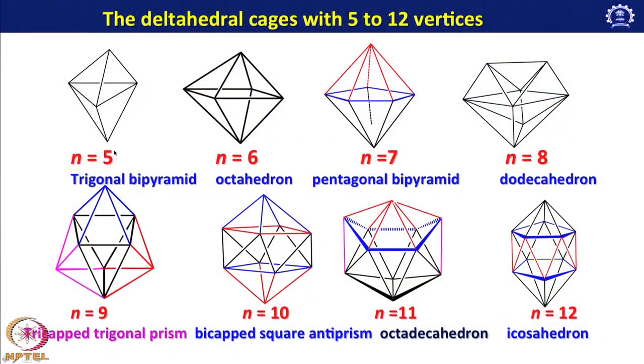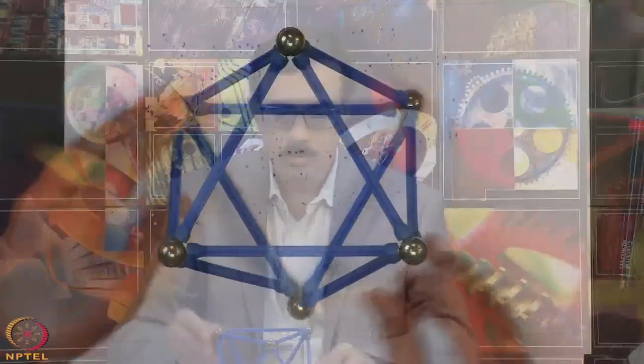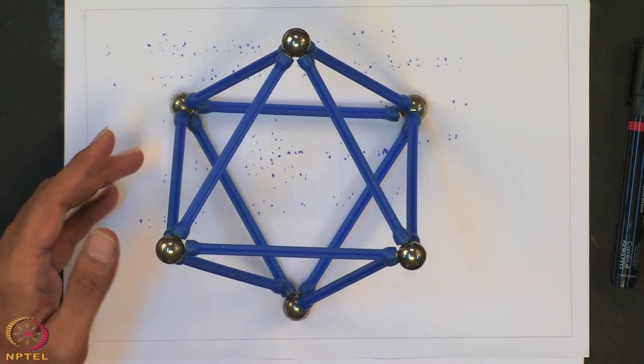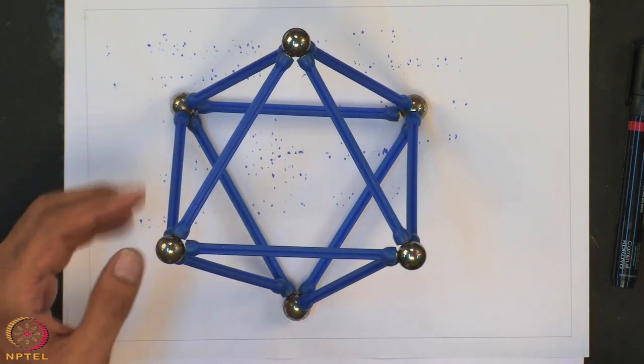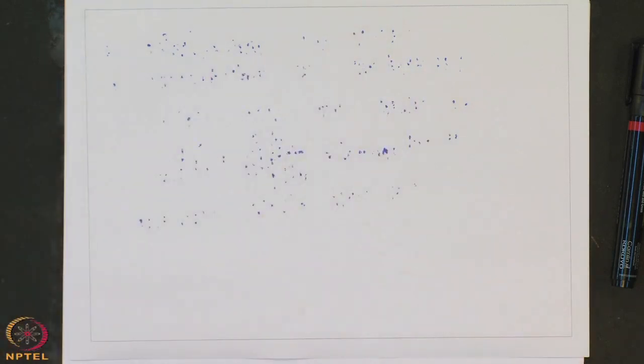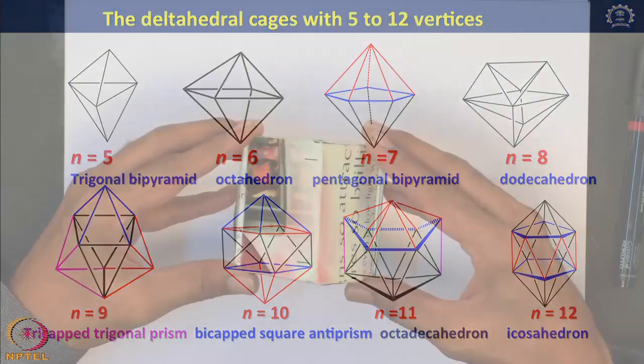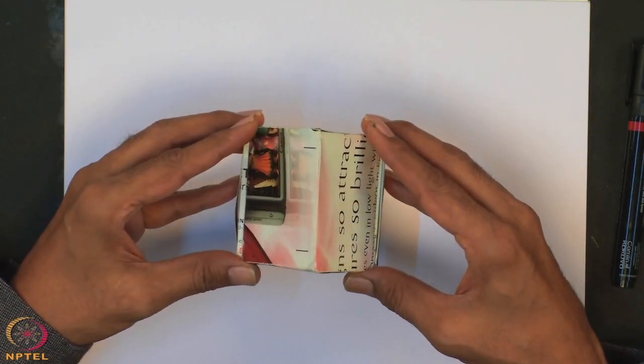Okay. So, I have shown here with n equals 5, this is trigonal bipyramidal, and n equals 6, this is octahedron. N equals 7, of course, you can imagine pentagonal bipyramidal. N equals 8, dodecahedron. It is very simple to imagine a dodecahedron. Okay. So, this will give rise to a dodecahedron.